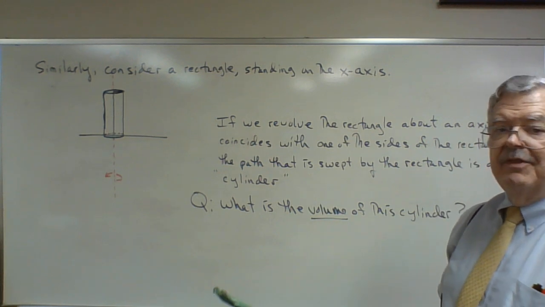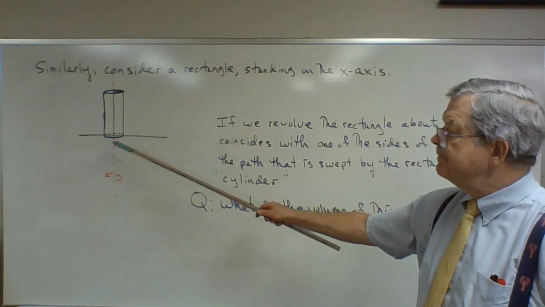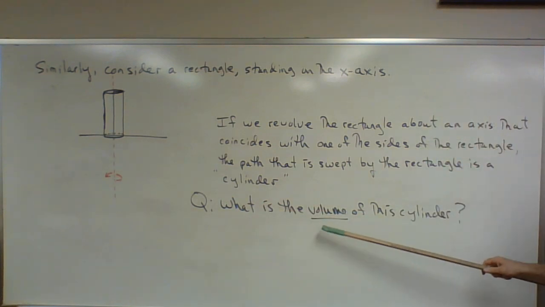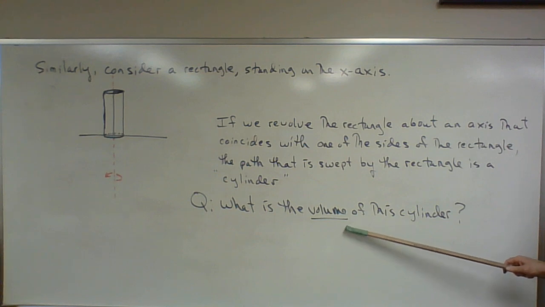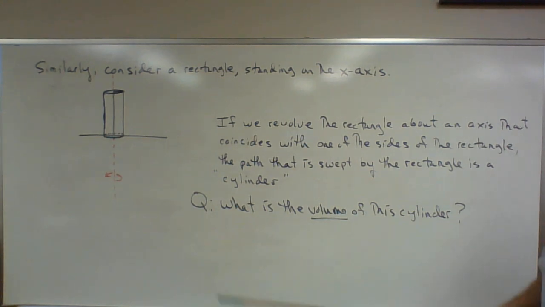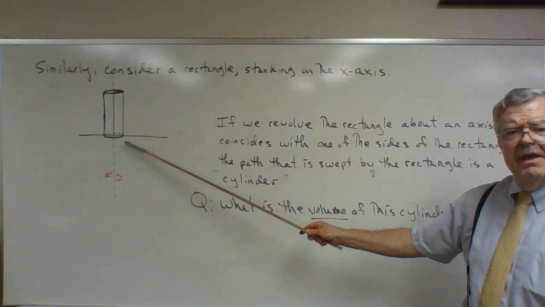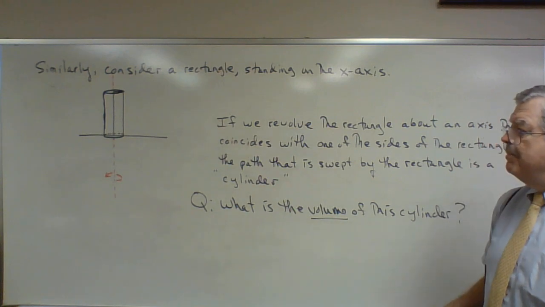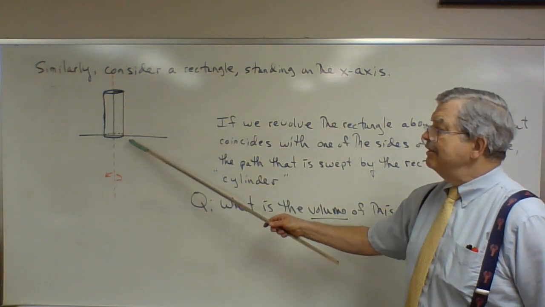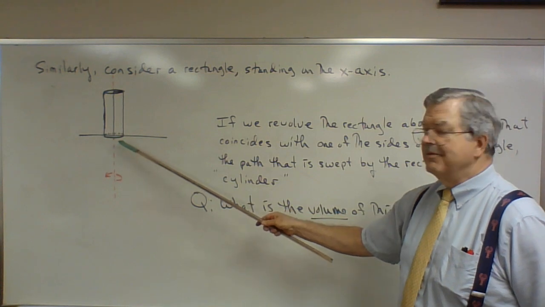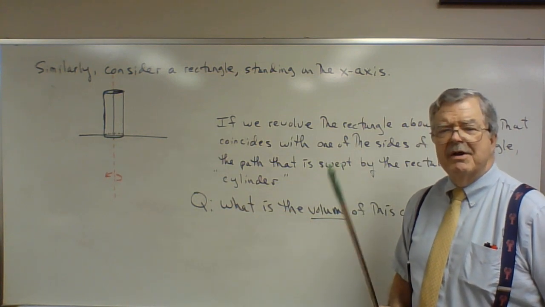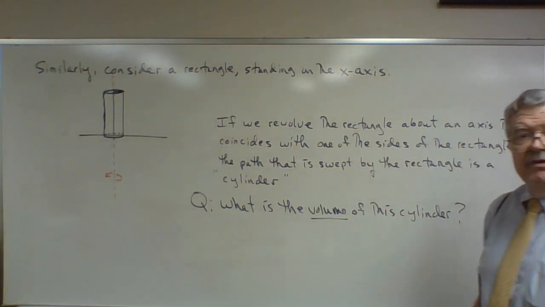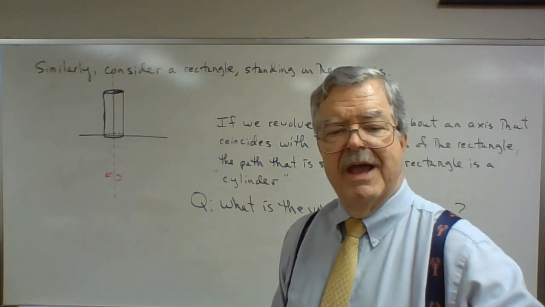The first question that we're going to have to answer about this cylinder is, what is the volume of this cylinder? Now, I haven't given any dimensions yet. I haven't talked about what the radius is or what the height is yet. But if we take a rectangle and revolve it about an axis and generate a cylinder, we're going to want to know, what is the volume of this cylinder? So that's our first big question that we have to answer.